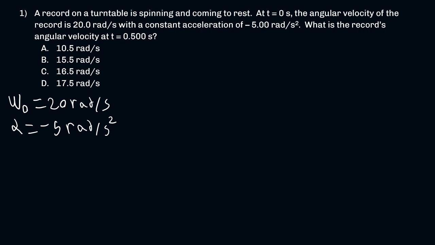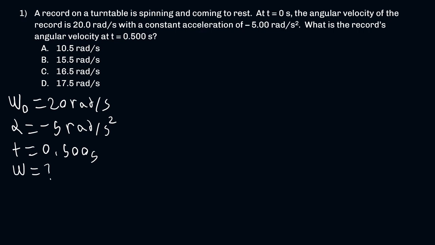I want to find what the angular velocity is at time equals 0.5 seconds, which is also better known as the final velocity for this situation, because we have a time. We then want to find the velocity at that time after we start at 0 seconds. So 0.500 seconds is my time, and I really just want to find omega, or my final angular velocity.